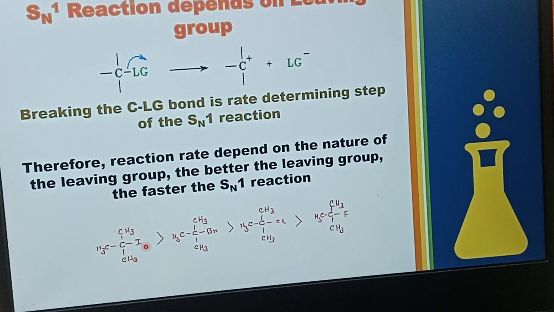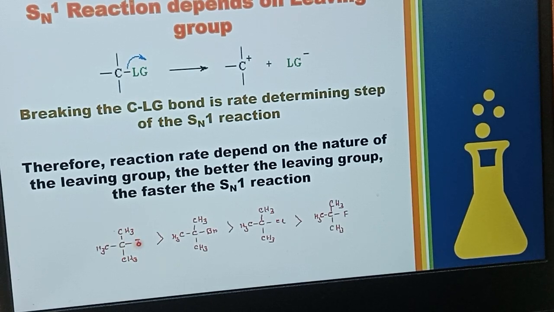So they are more polarizable than Br. Br is more polarizable than chlorine. Chlorine is more polarizable than fluorine. So in SN1, SN2 reactions, you can't see any example with fluoride compounds, because breaking the carbon fluorine bond is not an easy thing.